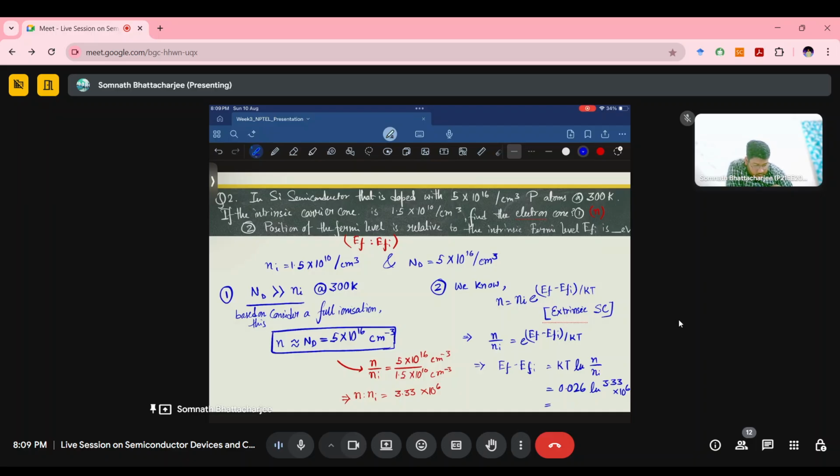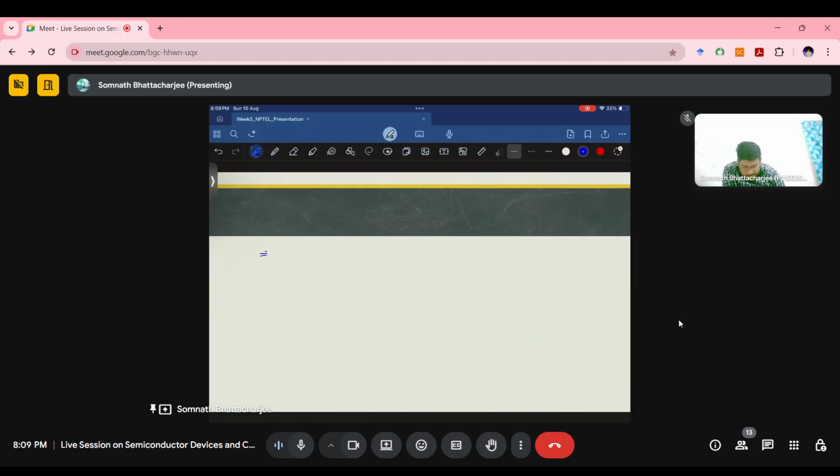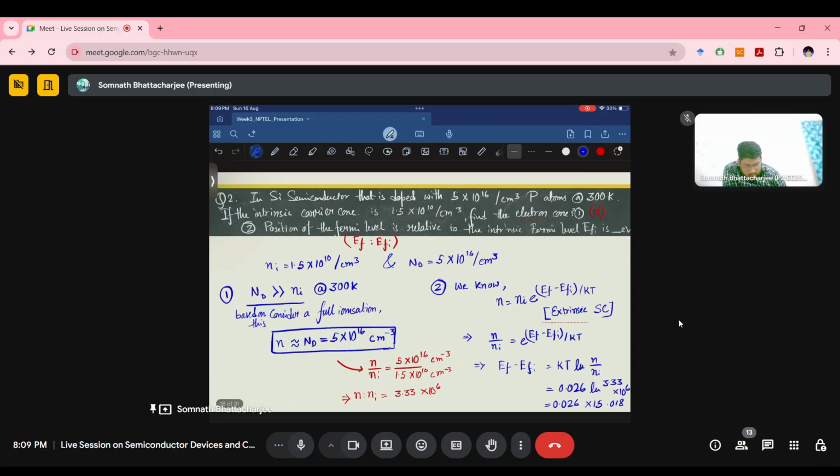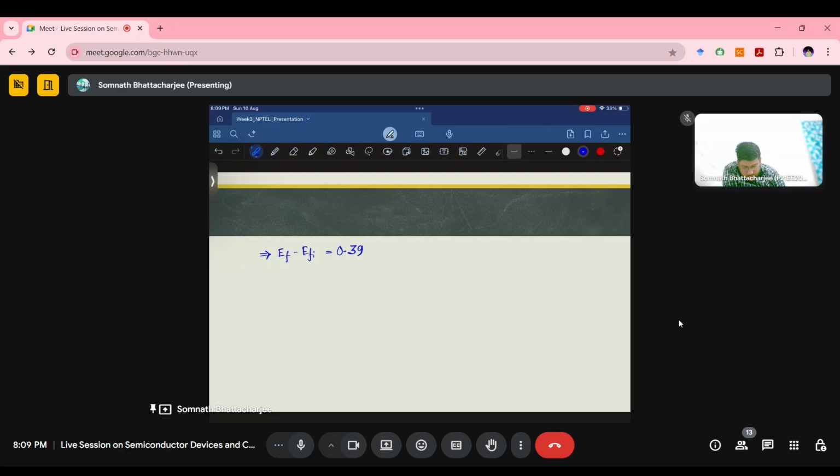So the values are 0.026 into 15.018, multiplied by 0.026. The value of EF minus EFi equals 0.39, right? Yeah, 0.39.